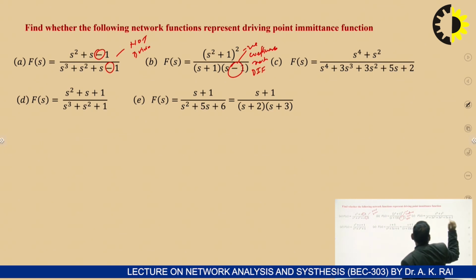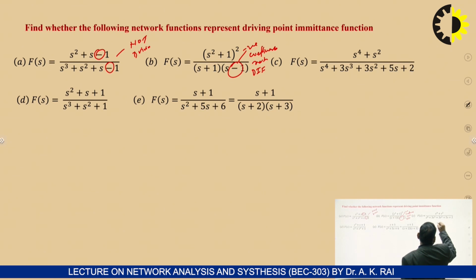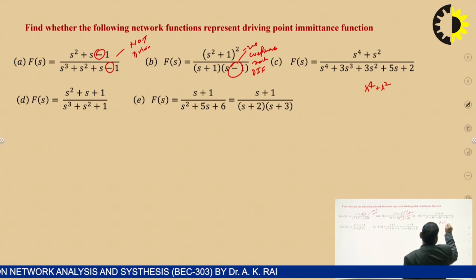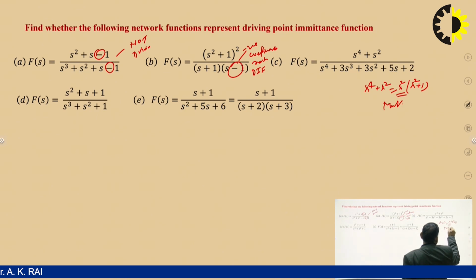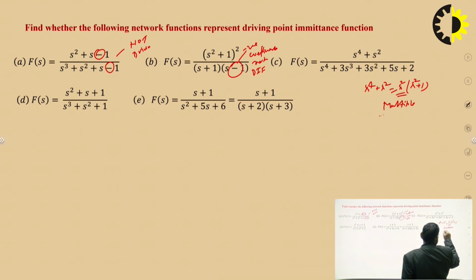Here we can see that it can be written as s to the power 4 plus s square, and we can write s square plus 1. So there are multiple zeros at s equal to 0. So it is also not.